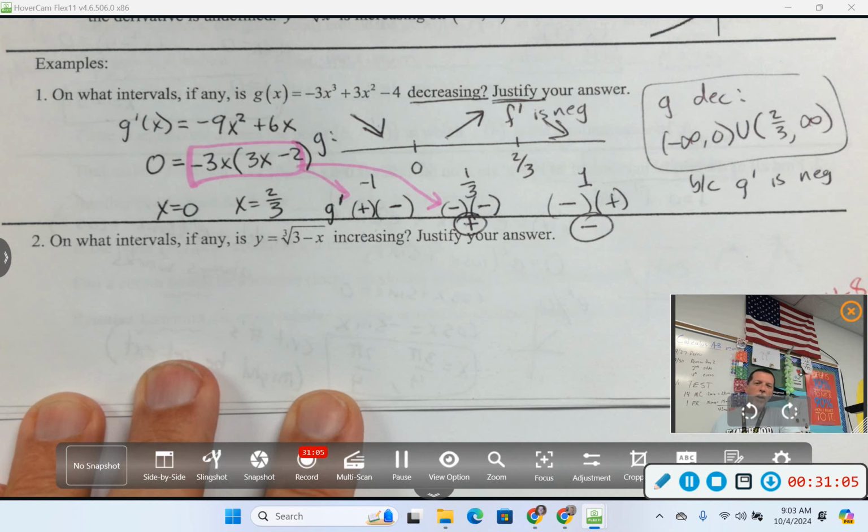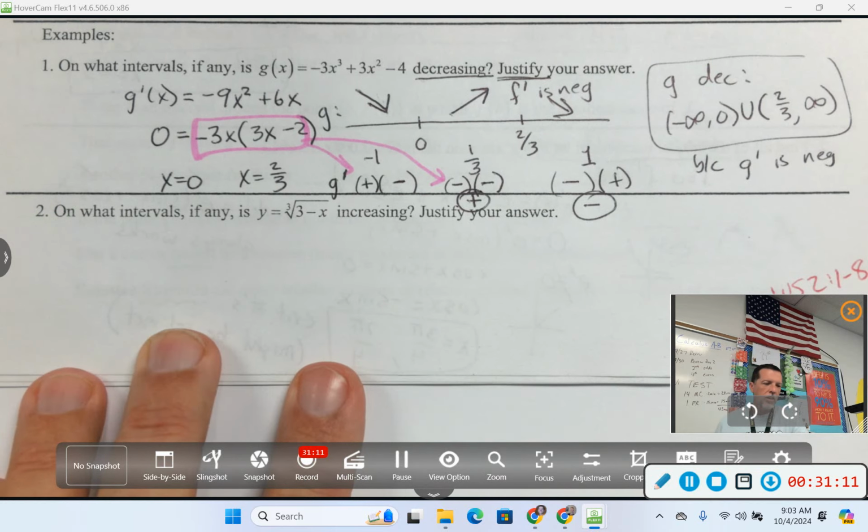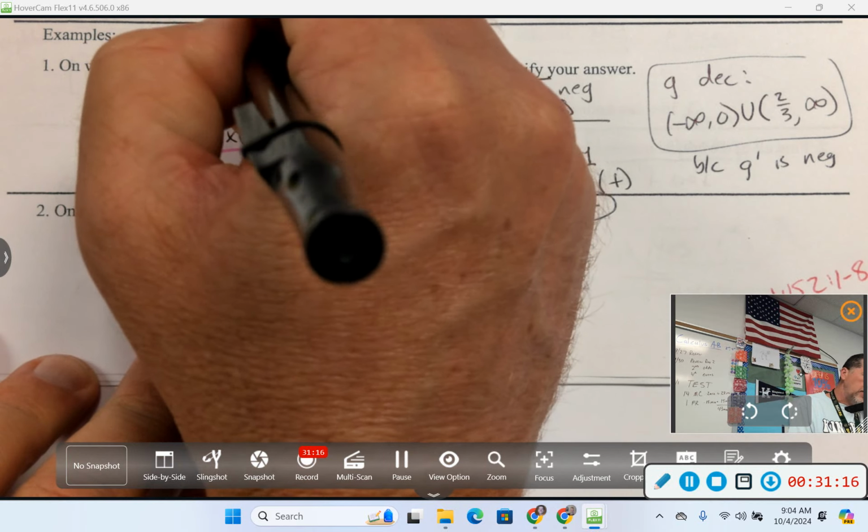So when you're looking for positives or negatives, you don't really find them directly. You find the zeros first, and then you test the intervals. So, zeros and intervals.